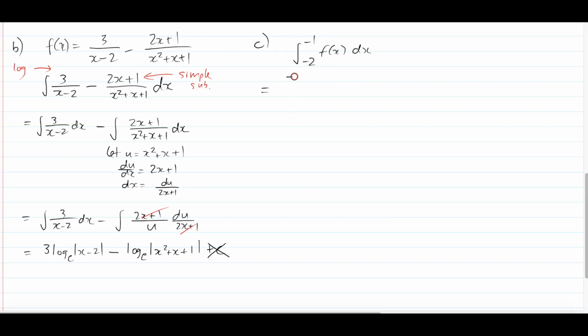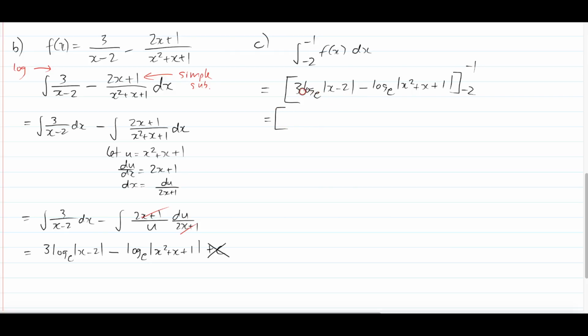We anti-derive f(x), and what we get is this function right here: 3 log e mod of (x minus 2) minus log e mod of (x squared plus x plus 1), inside the mod. Then we sub in -1 and -2. There's a lot of ways you can go about this. You can combine the logs together, or you can just sub it in. I'm just going to sub it in.